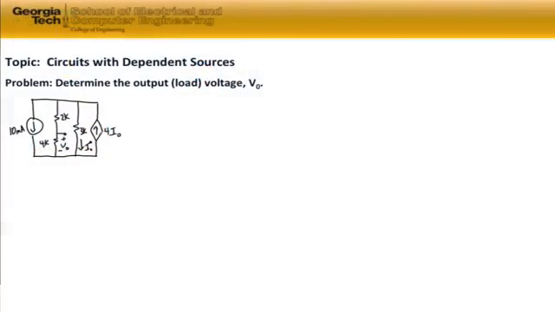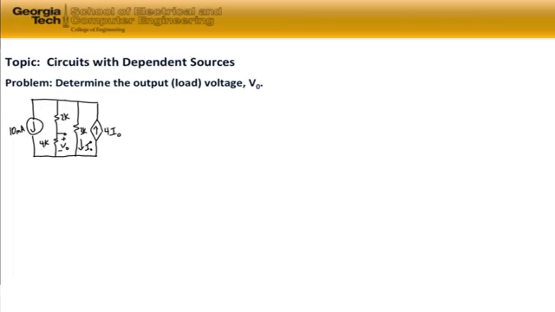The topic of this problem is circuits with dependent sources. The problem is to determine the output or load voltage V sub 0. We have the circuit which is drawn below. It has a 10 milliamp source on the left-hand side of the circuit, and it has a current source on the right-hand side of the circuit, which is a dependent source.